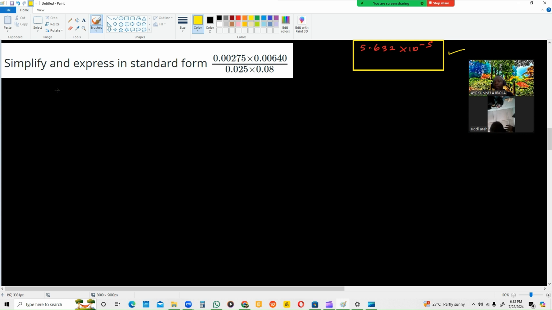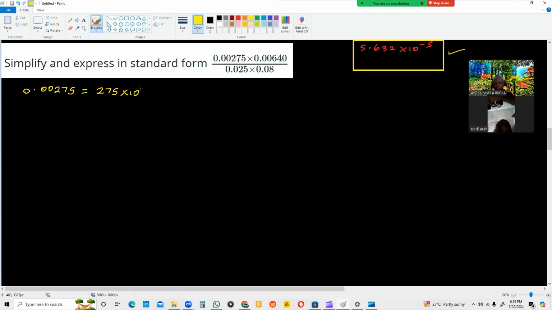Yes, sir. But then let us look at how to do this using our knowledge of indices. We need to change all of them first to standard form. Or we can say we want to change everything to whole numbers. So the 0.00275 can be rewritten as 275 times 10 raised to some negative power.